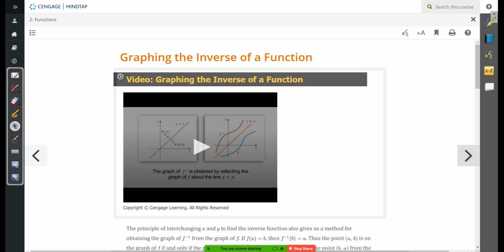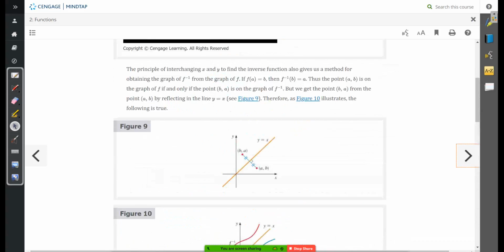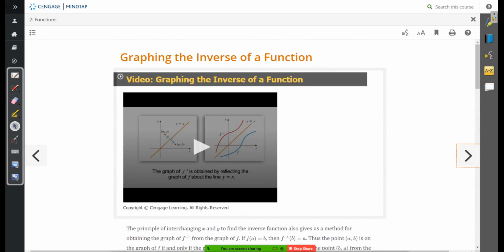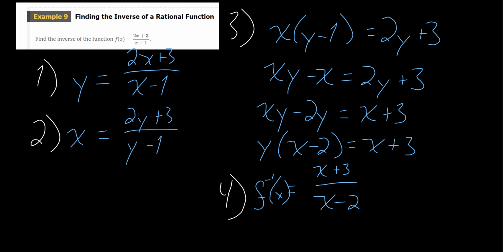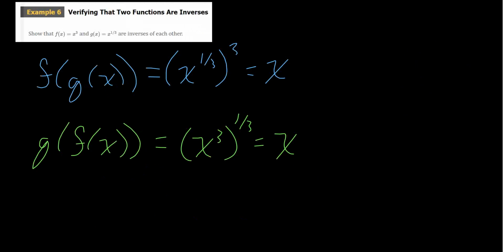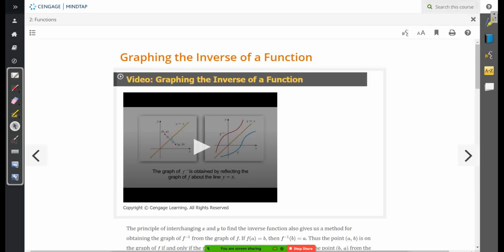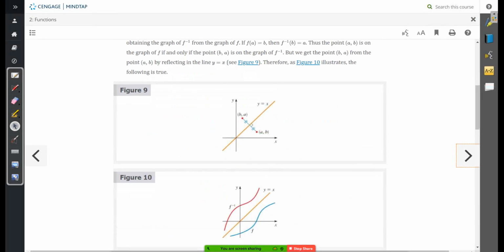Okay. So earlier, again, I kind of got ahead of myself, and I talked about confirming that functions are inverses to one another algebraically. That was by example 6, right? You took the composite function, f of g of x and g of f of x. If your solutions are both x, then they are indeed inverse functions of one another. Well, in order to figure that out graphically, like with anything graphically, it's going to be easier.